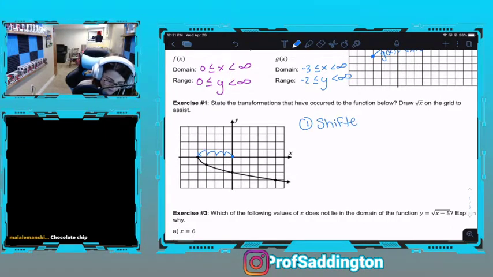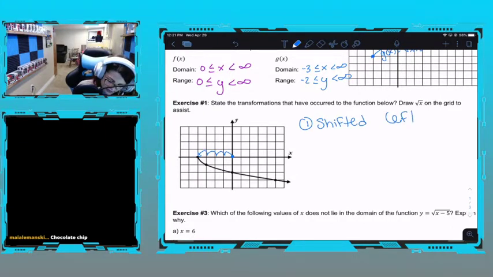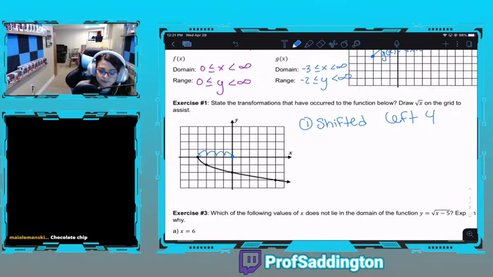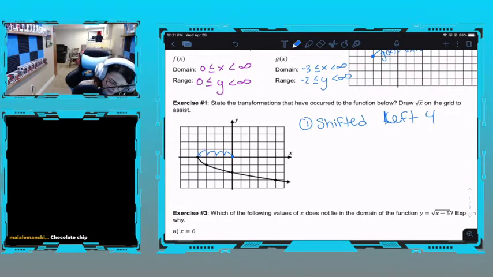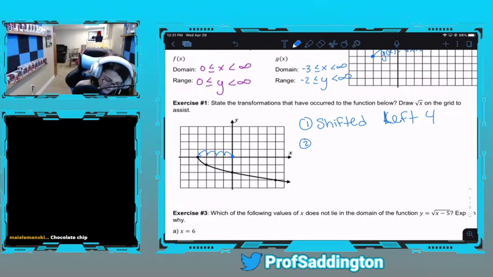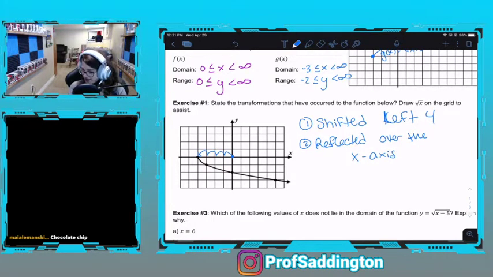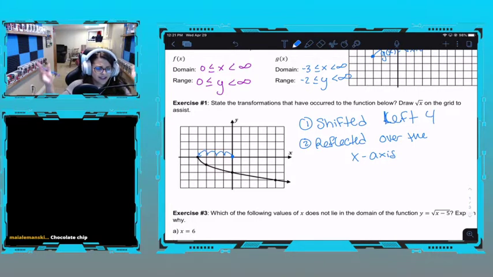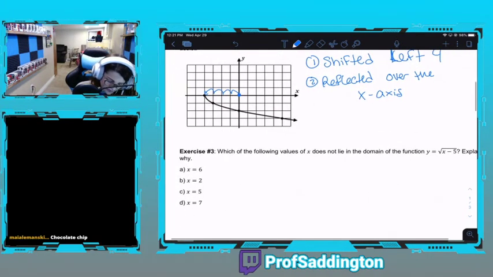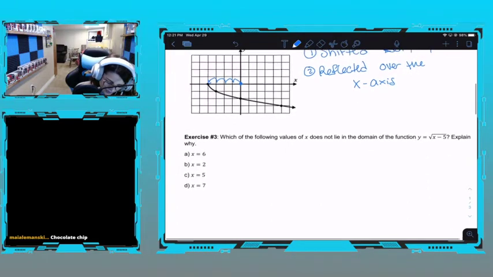So we shifted left 4. And we also reflected over the x axis. But it looks like our width didn't get skinnier, fatter, or anything like that. Cool, cool, cool. All right.